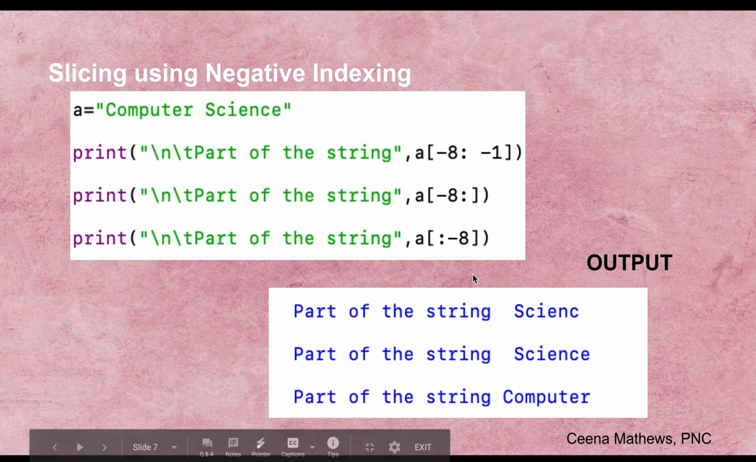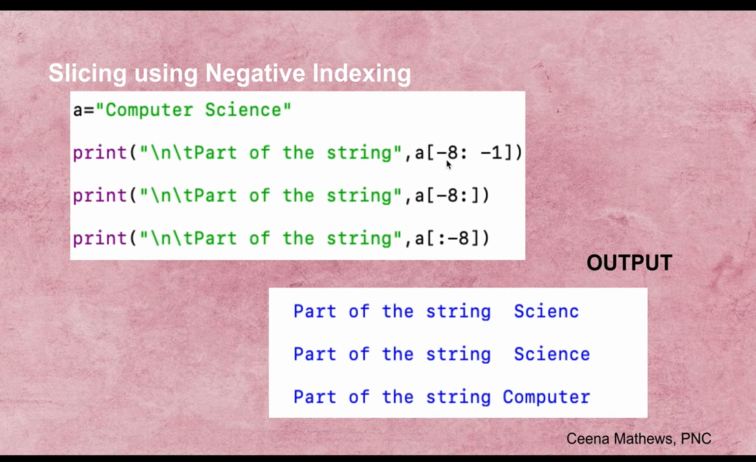This is slicing using negative indexing. The same string is used, computer science, and in the first print I have used two negative indexes, that is the start index is -8 and the end index is -1. -1 here represents, from the end, E. The last character in the string is -1 when using negative indexing. So the small e here is -1. This is -2, -3, -4, -5, -6, -7. This is -8.